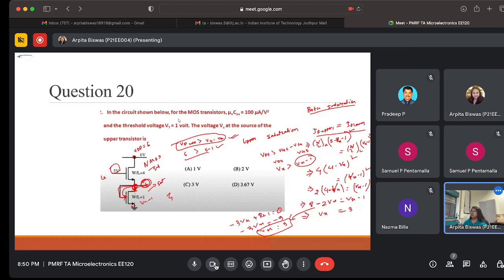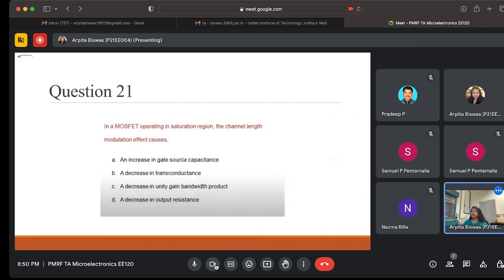Then question number 21. In a MOSFET operating in saturation region, the channel length modulation effect causes an increase in gate source capacitance, a decrease in transconductance, a decrease in unity gain bandwidth product, or a decrease in output resistance. Pradeep, what is the right answer?